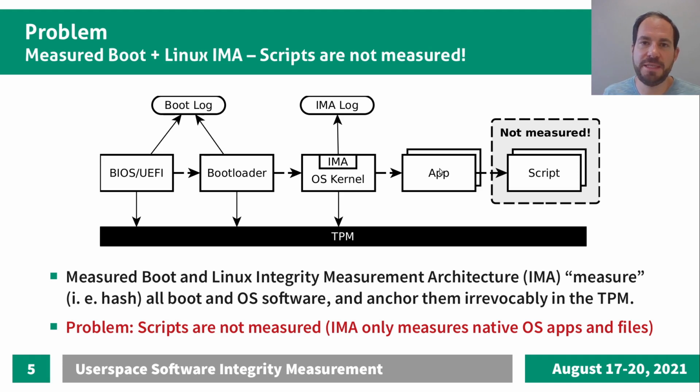Apps themselves can also be interpreters, which means they execute code somehow. These can be scripts. An example is the Java virtual machine, which can also load Java classes, executable code, directly from the network into the main memory for execution. And IMA doesn't see that. It operates on a file basis. Java classes can also be part of the critical system security state and must be measured. And that's the problem here. At the moment, scripts are not measured, and that's what we try to solve in our paper.